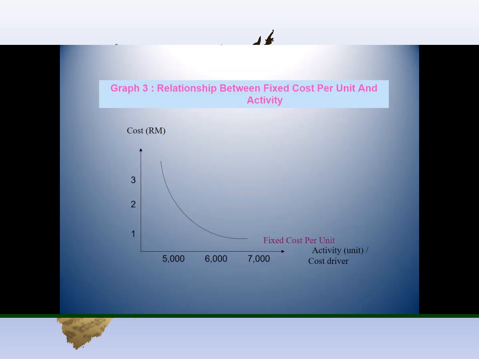Graph 4. Relationship between fixed cost per unit and activity. From this graph, we can see that fixed cost per unit decreases as the activity level rises and increases as the activity level falls.